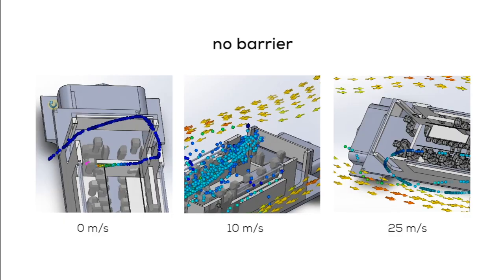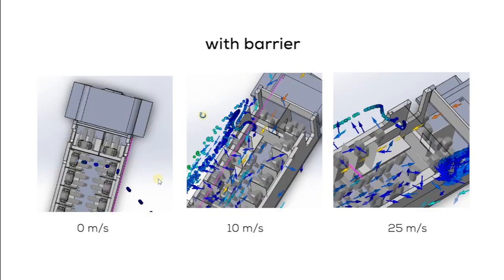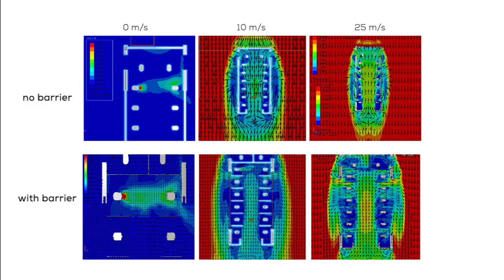With these results, we can actually see how important the barriers are to prevent the spread of viruses. But barriers on their own are still not enough. Wearing a proper face mask and face shield are still necessary to eradicate any viruses from affecting another person.